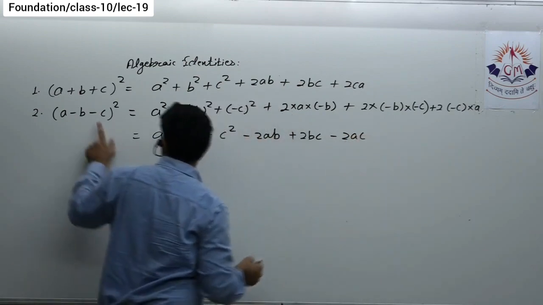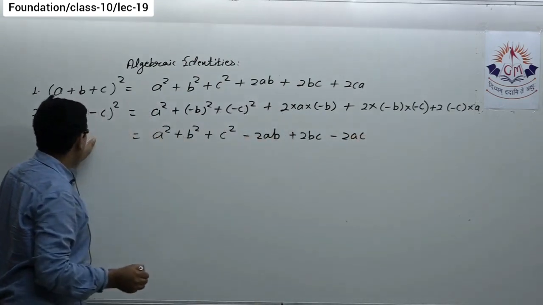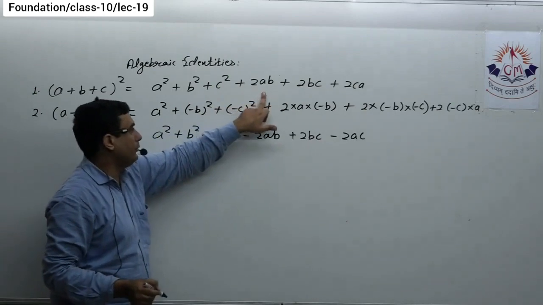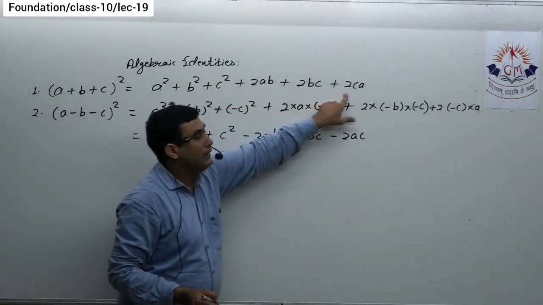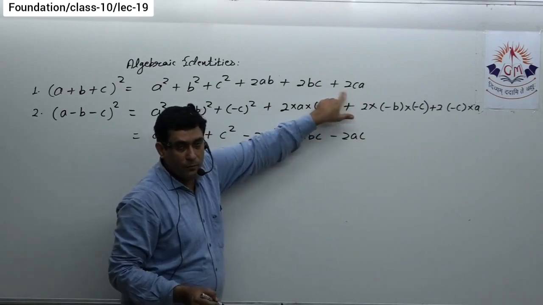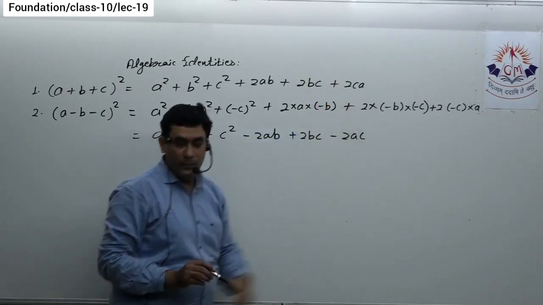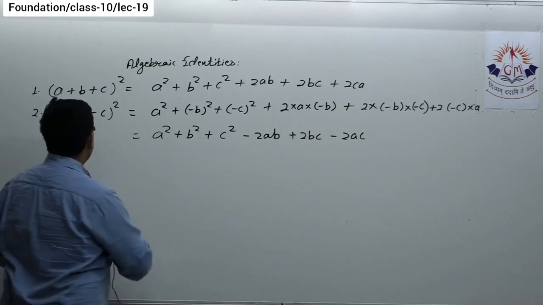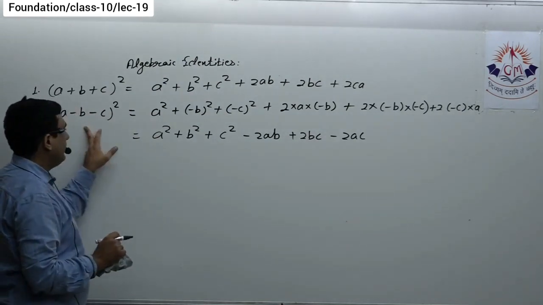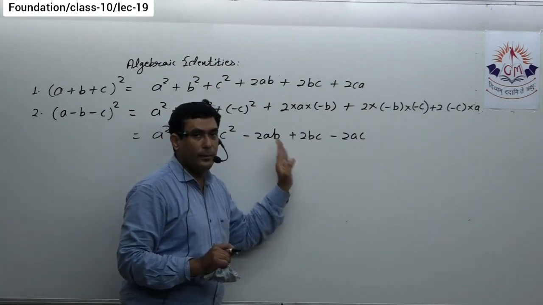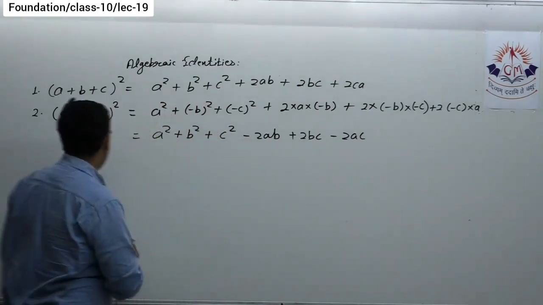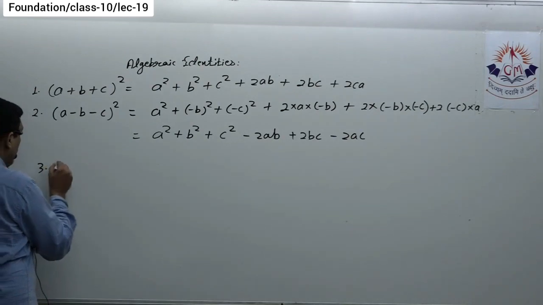Just based on the sign I can write. See, here b was negative, so I took minus 2ab. b and c both are negative, so this will become positive. c is negative, a is positive, so ultimately this term will become negative. So the square of a minus b minus c is a square plus b square plus c square minus 2ab plus 2bc minus 2ca. Okay, now let us see one more version.